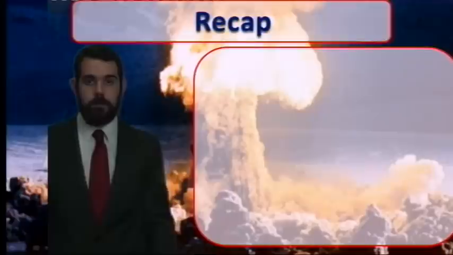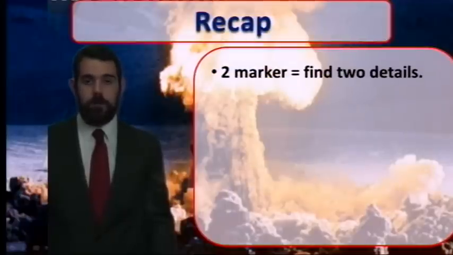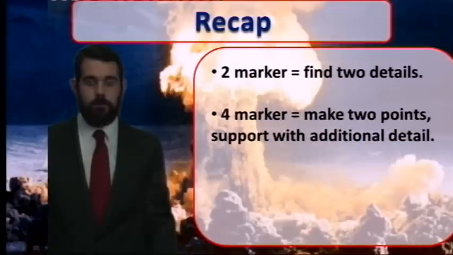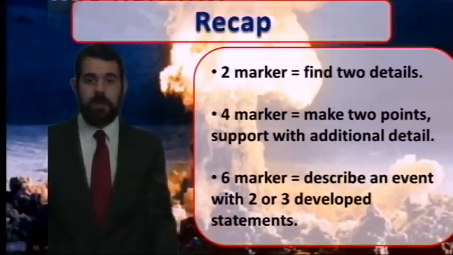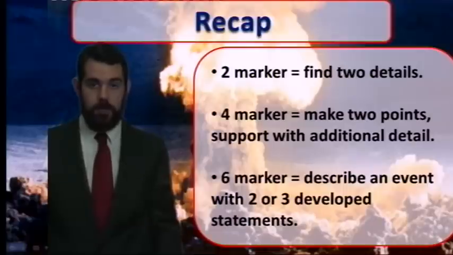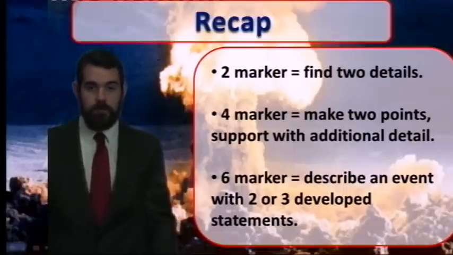So that's a 6-marker. To recap, 2-marker, you find 2 details in a source. Nice and easy, you just read and find 2 details. 4-marker, you need to know 2 things, I need to have some precise detail to support each one. 6-marker, 2 developed statements. So these short questions you should be getting full marks provided you revise adequately and know all the events that they're going to be asking you.